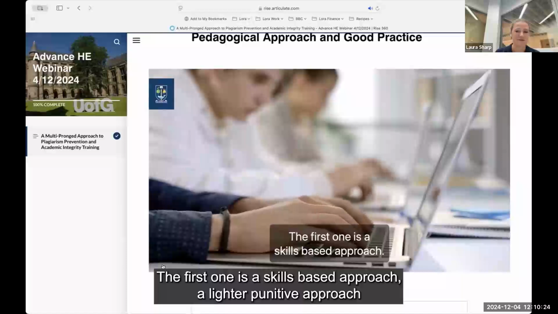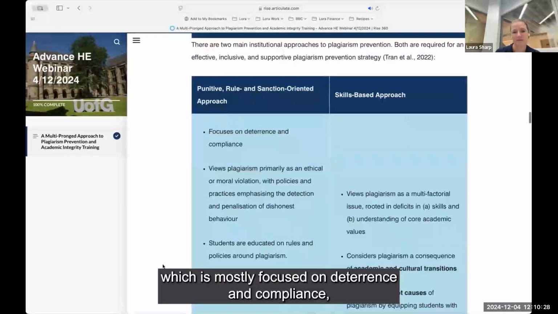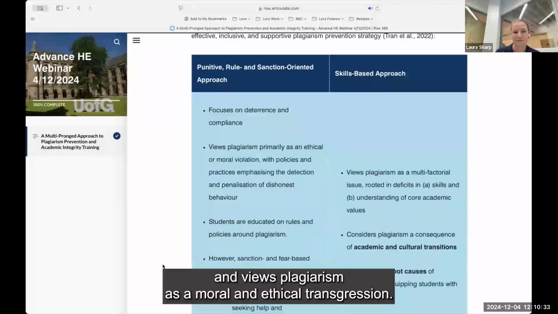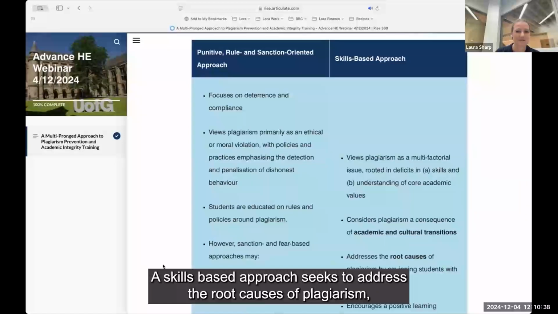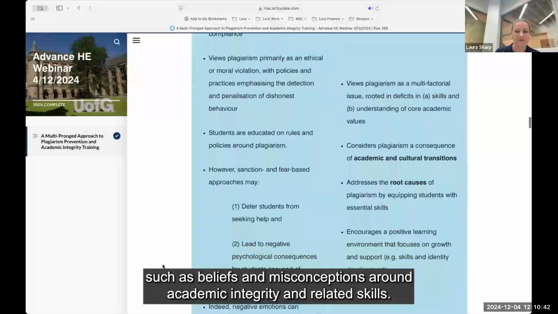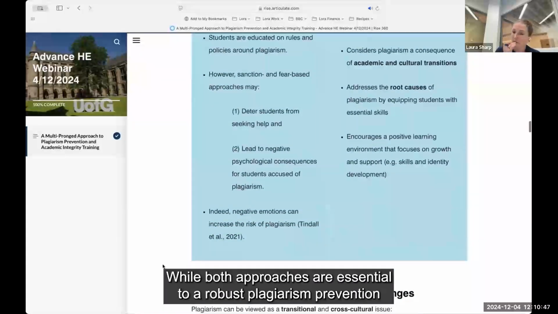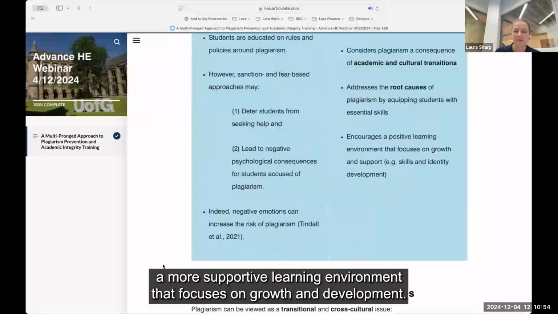The first one is a skills-based approach. Unlike a punitive approach, which is mostly focused on deterrence and compliance and views plagiarism as a moral and ethical transgression, a skills-based approach seeks to address the root causes of plagiarism, such as beliefs and misconceptions around academic integrity and related skills. While both approaches are essential to a robust plagiarism prevention strategy, we believe that a skills-based approach offers a more supportive learning environment that focuses on growth and development.